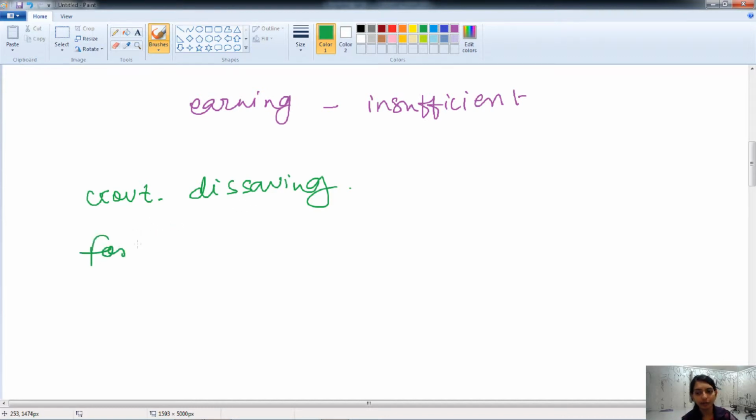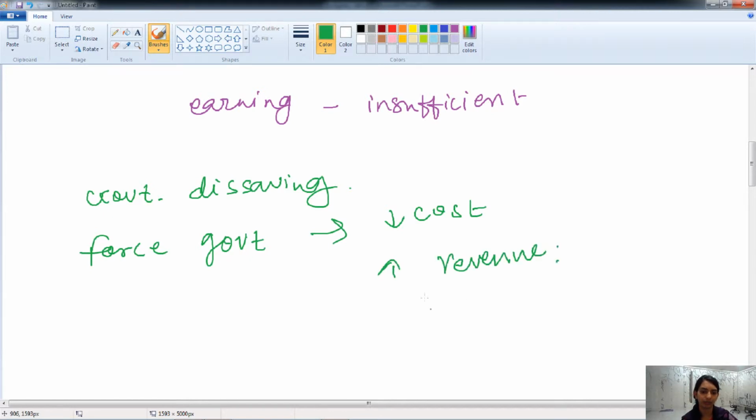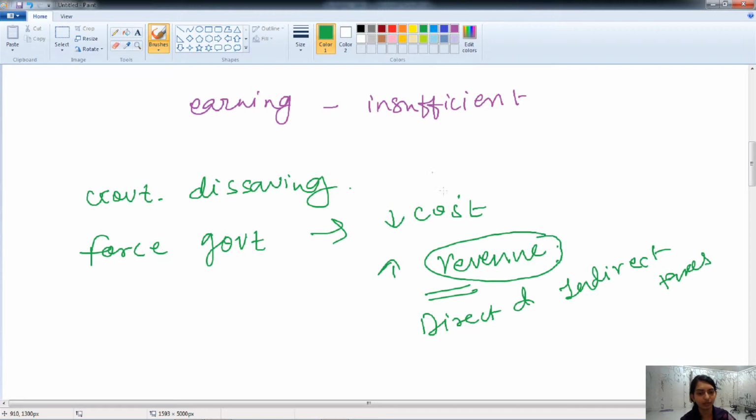And therefore it forces government either to decrease cost or to increase the revenue. Now government increases revenue through increasing the direct and indirect taxes to the rich people. So by increasing the direct and indirect taxes for the rich people, government can increase its revenue. And the other way of reducing the revenue deficit is cutting down the cost.